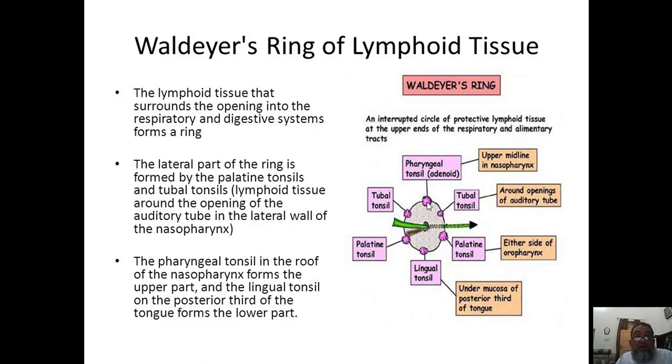So it is meant for protection against incoming material of all types, whether inhaled or ingested.